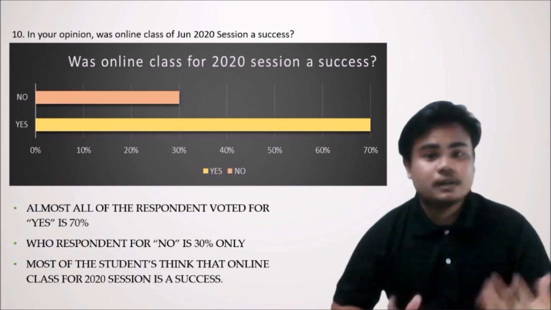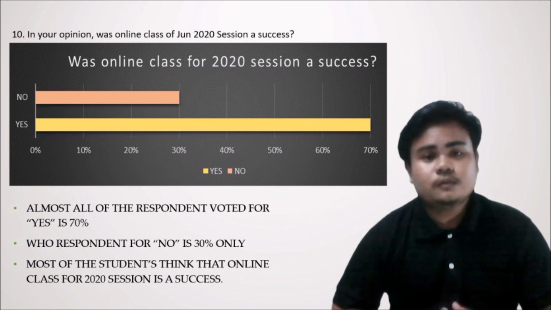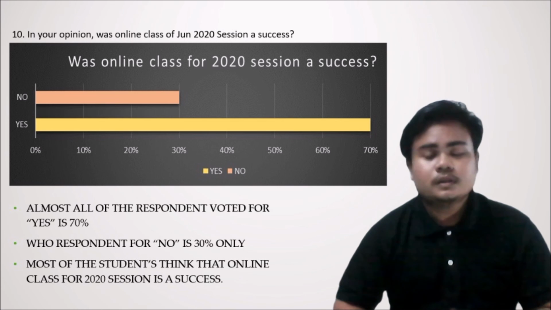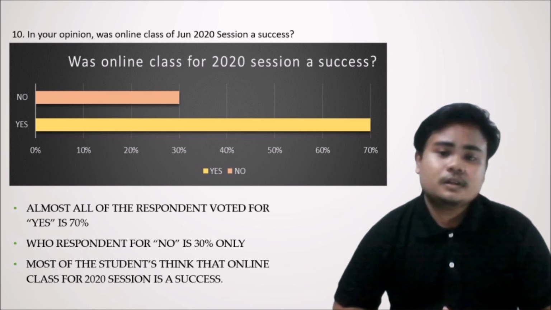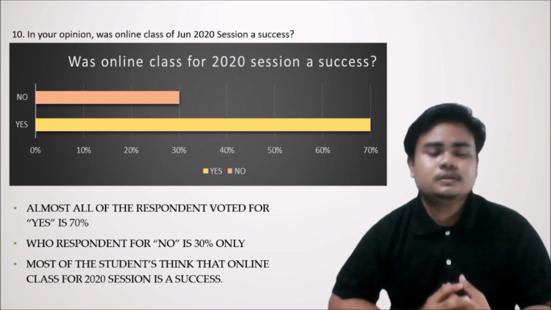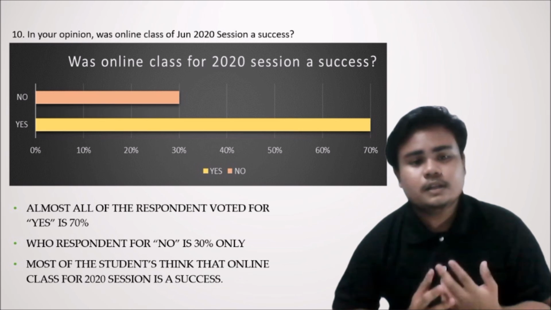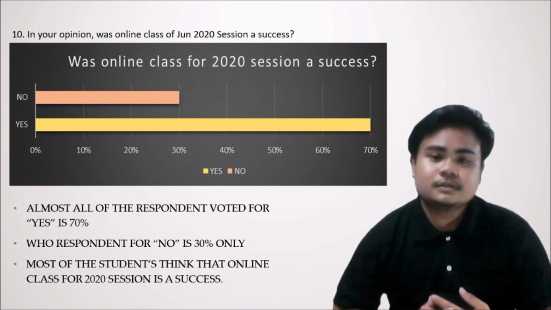Okay, now I want to present this graph. The bar graph illustrates the respondents' feedback on whether the online class for the June 2020 session was successful. From the graph, it can be said that a majority of respondents answered yes. This online class in the June 2020 session was successful, as they were able to learn at their own pace and study at their convenience.